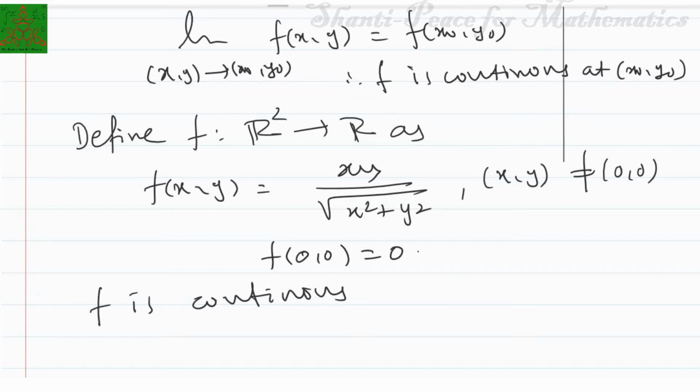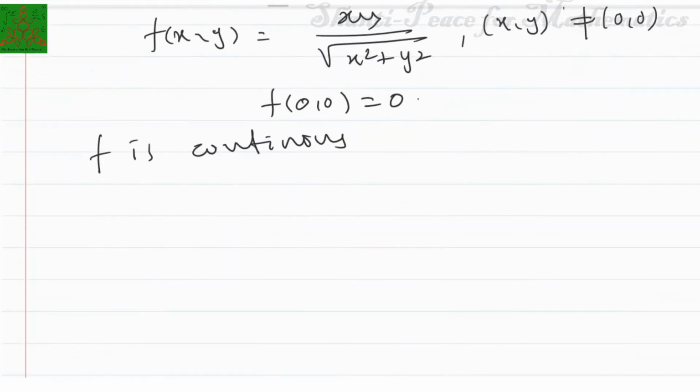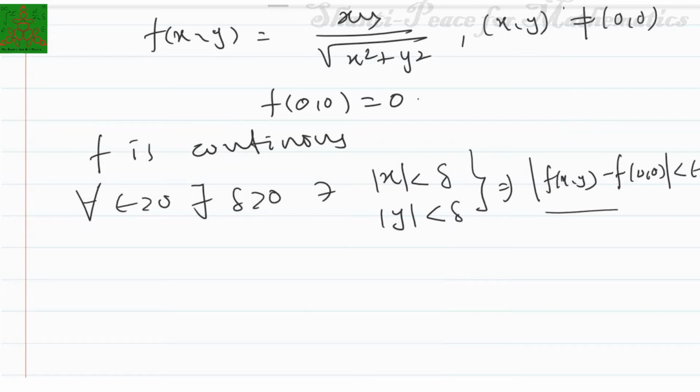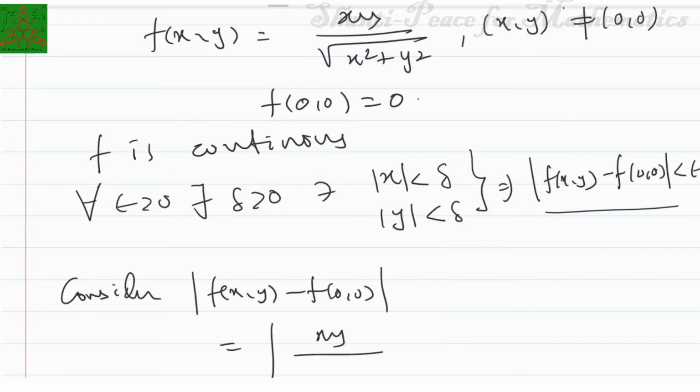If you want to prove continuity, then you have to go by definition. For every epsilon greater than 0, there exists a delta greater than 0 such that mod of x minus 0 less than delta, mod of y minus 0 less than delta implies mod of f of xy minus f of 0, 0 less than epsilon. So I am starting with this side, that is, consider mod of f of xy minus f of 0, 0. It is xy upon square root of x square plus y square minus f of 0, 0, which is given as 0, so that is 0.